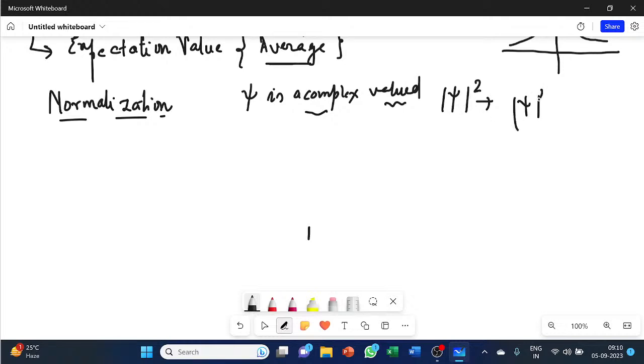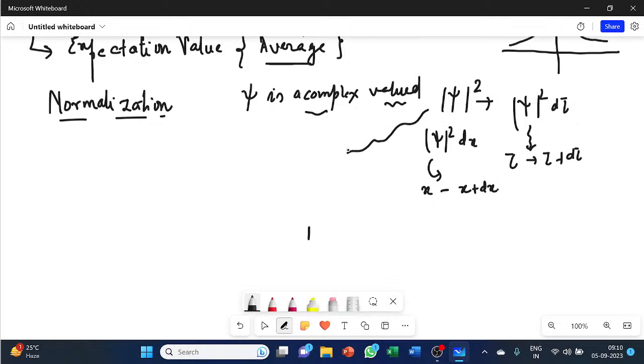If I multiply it with d tau, I'll get the probability of finding the particle between the volume tau to tau plus d tau. If I multiply it with dx, I would get the probability of finding the particle in x to x plus dx. So in general, what is more important to us is psi mod square, and it restricts us to a certain class of functions which are called L square.